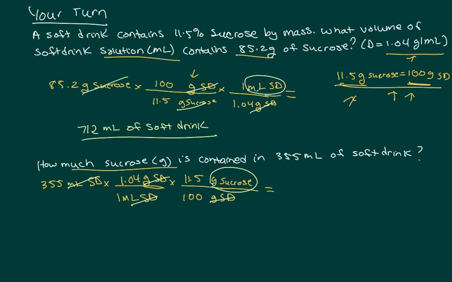Okay, so I should get 42.5 grams of sucrose contained in 355 mLs, or a 12-ounce can of soda has 42.5 grams of sugar or sucrose. Okay? Do more example problems if you need to understand this concept.